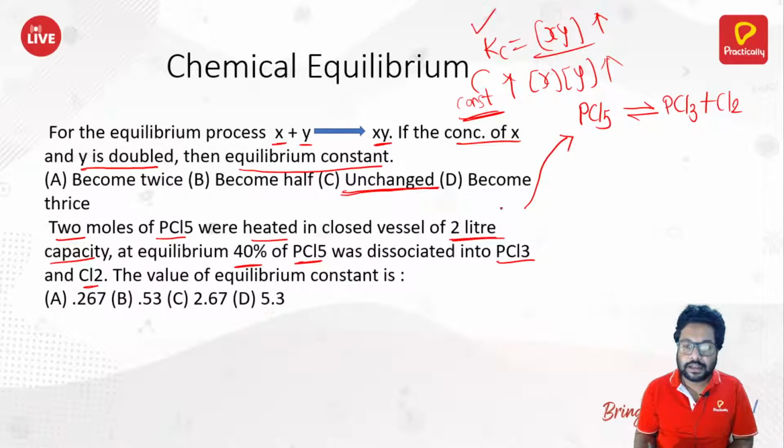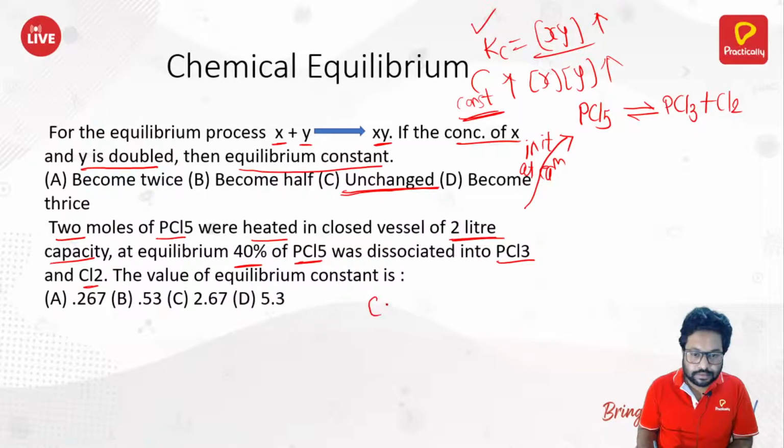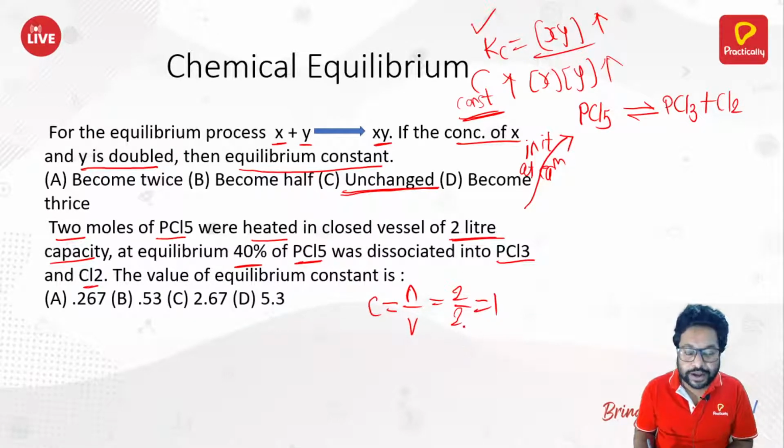Now, firstly, we write initially, remember, then at equilibrium. Initially, you need to find out how many moles of PCl5 are there. The concentration of PCl5 is C is equal to N by V. How many moles of PCl5 are there? 2. What is the volume? 2 liters. So 2 by 2 is equal to 1. That means you have 1 mole of PCl5 only. Therefore, you got 1 initially, 0 and 0. Now what they're saying? At equilibrium, 40% of PCl5 was dissociated.